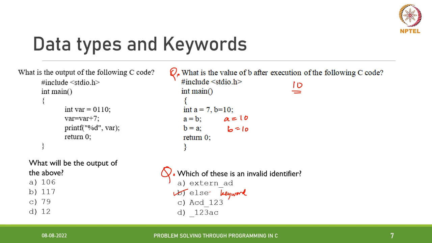Yes, I think it should be fine because C is case sensitive. Unless the keyword has been defined in the same manner, just changing the case of the letter should be fine. But it's not a good programming practice to use those kinds of identifiers. Ideally, it's not suggested to do that. But yes, I think there should be no problem.